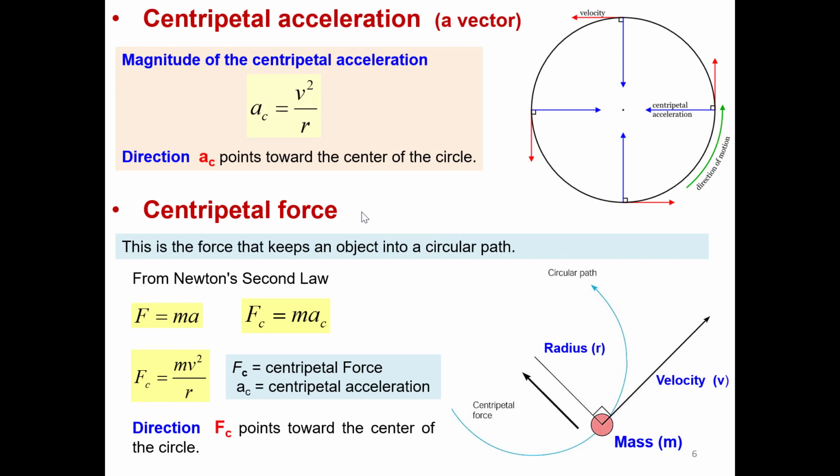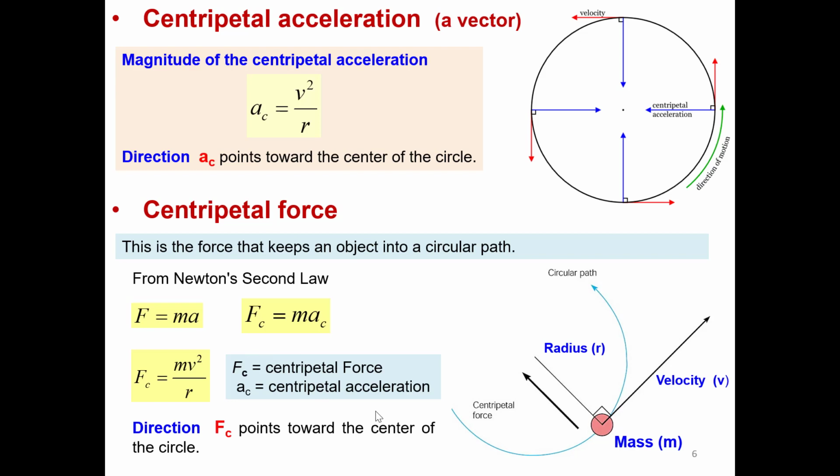Now let's try to find the equation we can apply to calculate the force that keeps this object in a circular path. That force is called the centripetal force. By Newton's second law, we know force equals mass times acceleration. Now we are going to define a new kind of force, called the centripetal force. The centripetal force equals mass times centripetal acceleration.